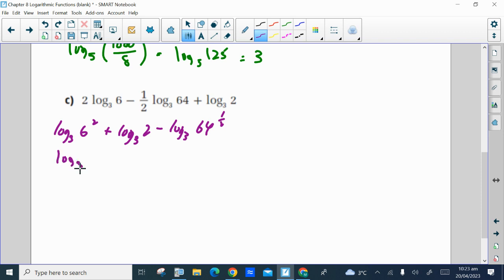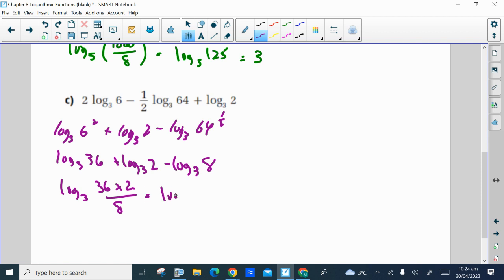So this will give us log base 3 of 36 plus log base 3 of 2 minus log base 3 of 8, because power 1/2 means square root. The root of 64 is 8. And now we can use the laws of logarithms to combine this into a single logarithm. Because the first two are added together, that's our product law. Last term is subtracted, that's our quotient law. So 36 times 2 is 72, divided by 8 is 9. This will be log base 3 of 9, which is 2.